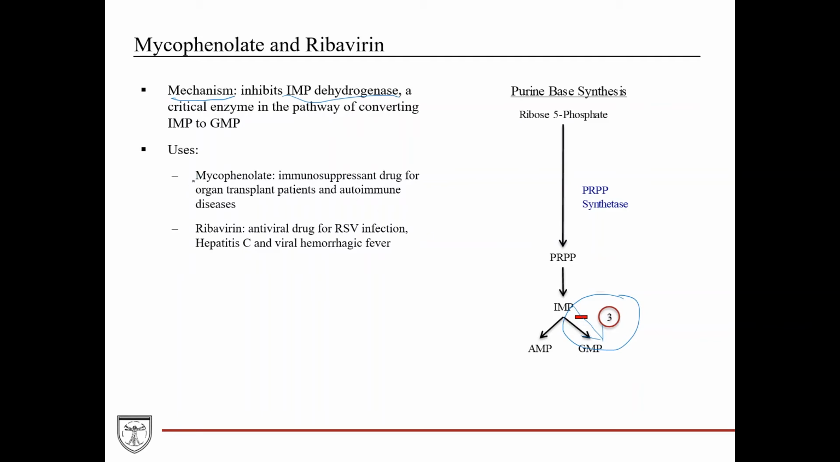Their uses: you have mycophenolate, which is an immunosuppressant drug for organ transplant patients. Same concept as autoimmune diseases. For an organ transplant patient, you want to prevent organ rejection by the immune system. So again, you want to prevent rapid division of immune cells. Ribavirin, it's an antiviral drug for RSV infection, hepatitis C, and viral hemorrhagic fever.